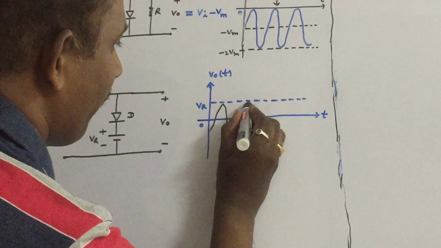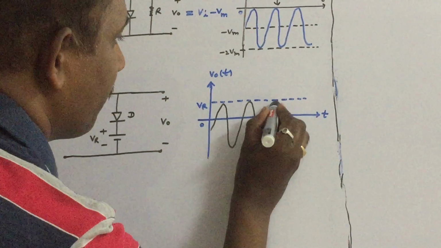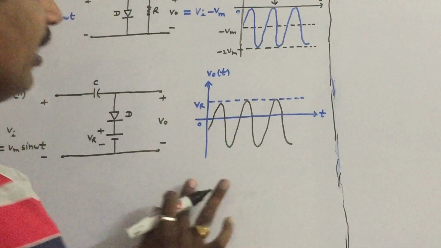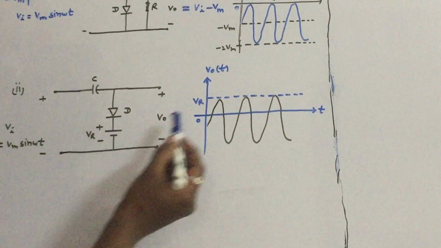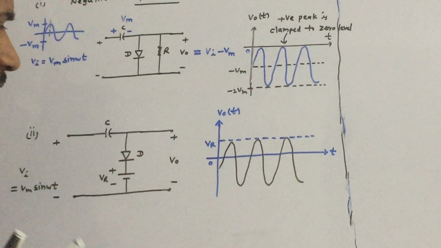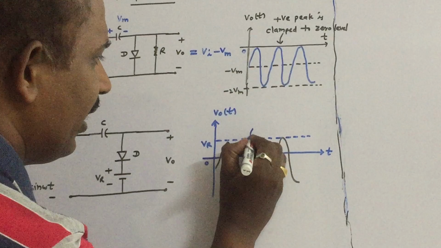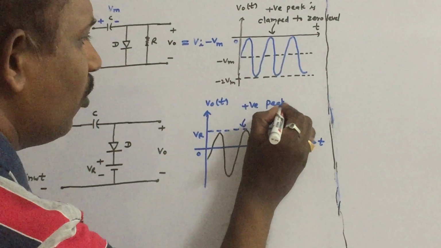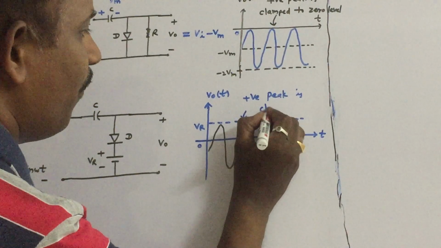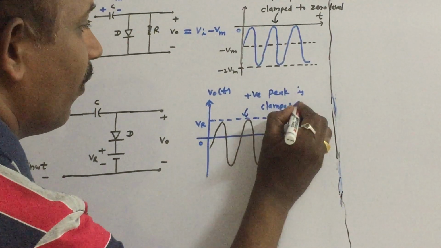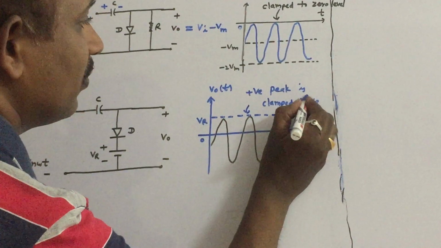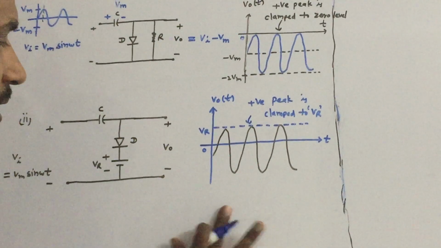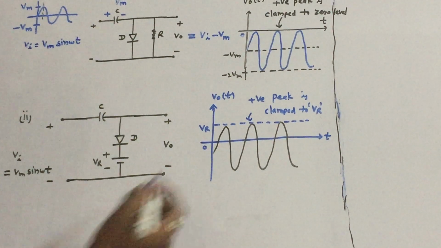Here you can clearly see that we just move this 0 level to VR. That is the simple hint you have to remember here. So what you have to write: the positive peak is now clamped to VR. The positive peak is clamped to VR. All these are very important when I solve problems.